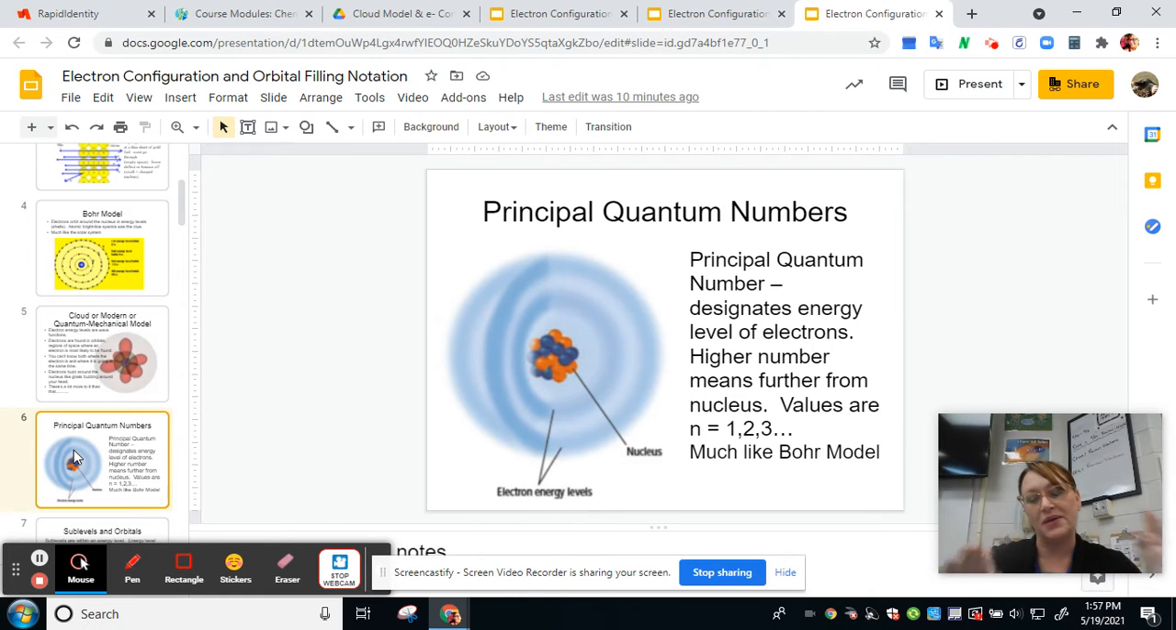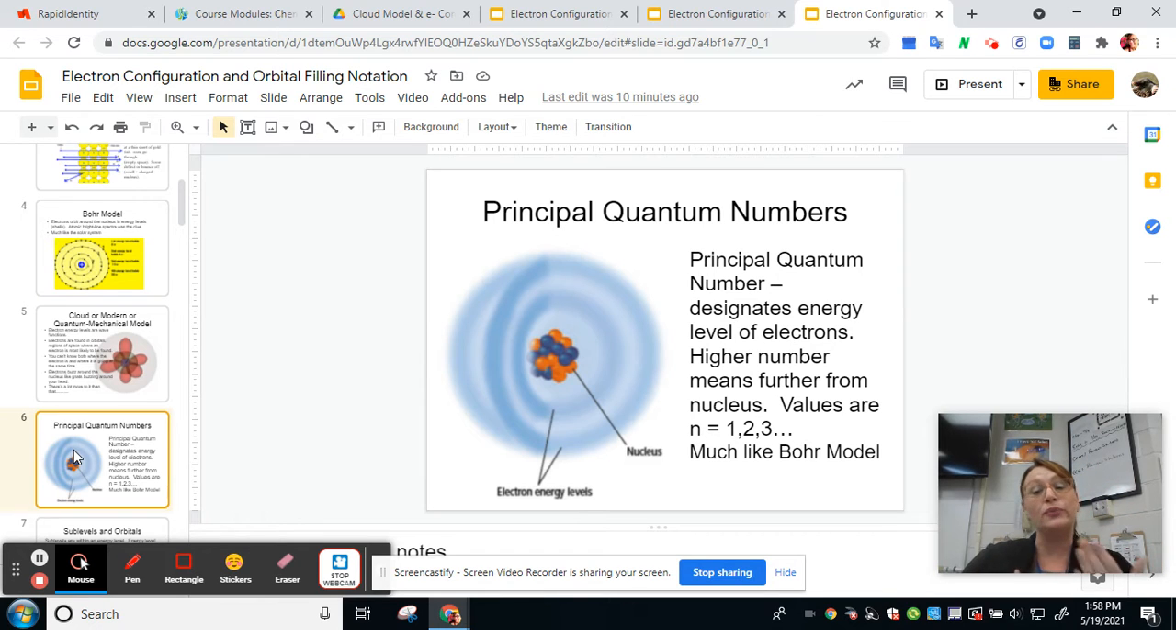Principal quantum numbers. We used to call these energy levels. And honestly, I will still call them energy levels. But remember, we always designate energy level n equals 1 as the lowest, or what we call the ground state energy level. And any of the other energy levels moving outwards are always going to contain electrons that have a higher energy. So you would have n equals 2, that's the second energy level, n equals 3 is outside of that, n equals 4, n equals 5, n equals 6, and so on.